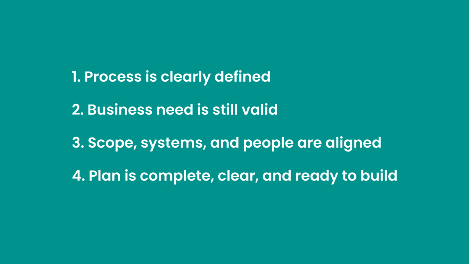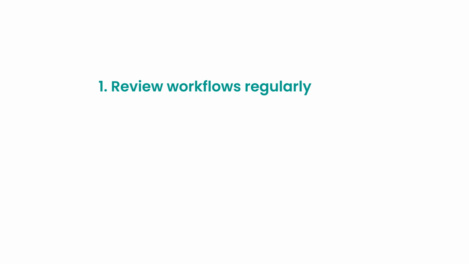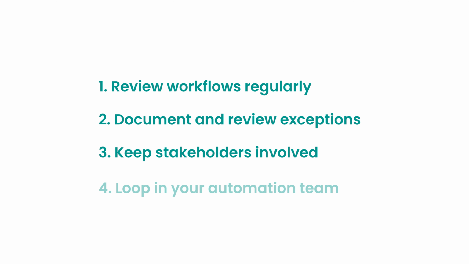Even after the automation goes live, the work isn't over. Sustainable automation depends on a few key habits. Review workflows regularly, especially after process or system changes. Document and review exceptions to improve logic over time. Keep stakeholders involved so the automation stays aligned. Loop your automation team into any planned system changes.